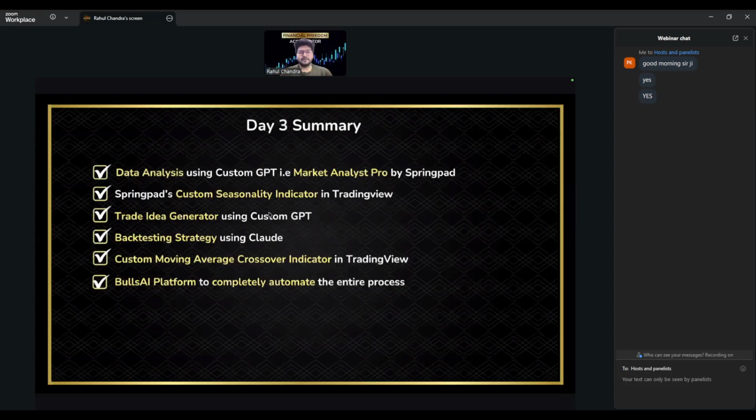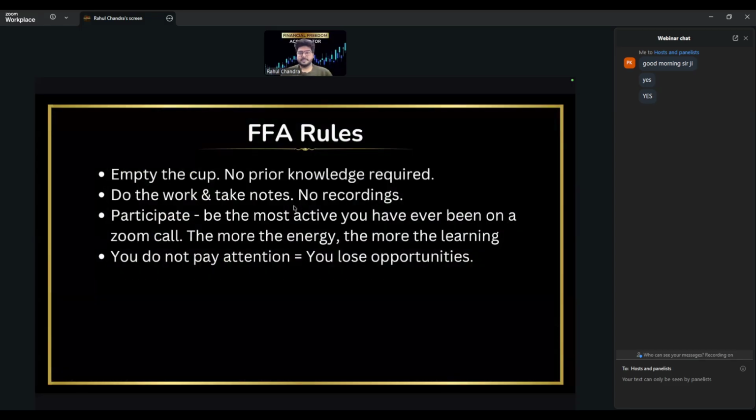But before I take you through that agenda, I really want to go back to the FFA rules once again. First and foremost, empty the cup. If you have been investing for a long time, forget about it. You don't need any prior knowledge. Start from a clean slate, and try and understand what is the logic behind everything that I'm going to teach you today.